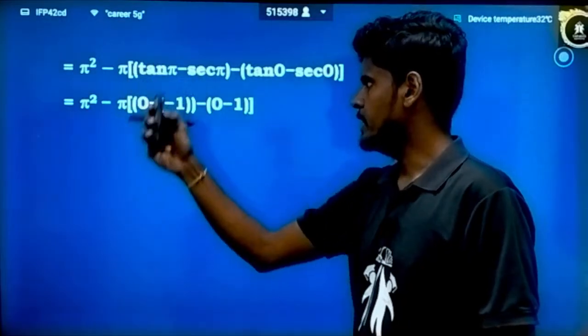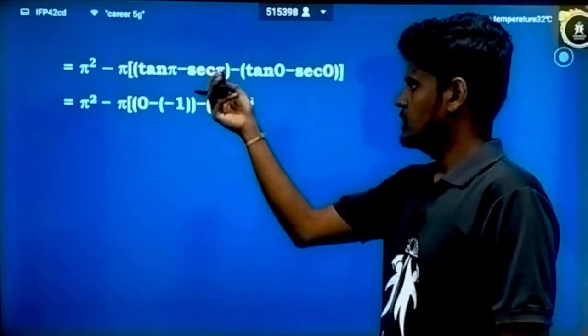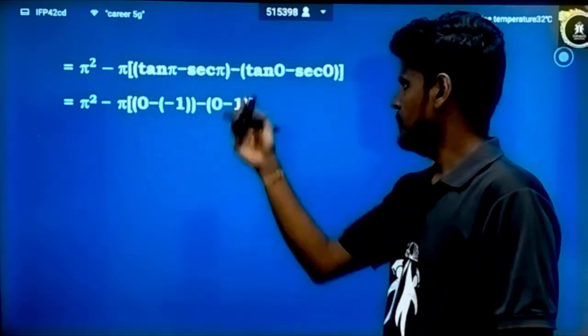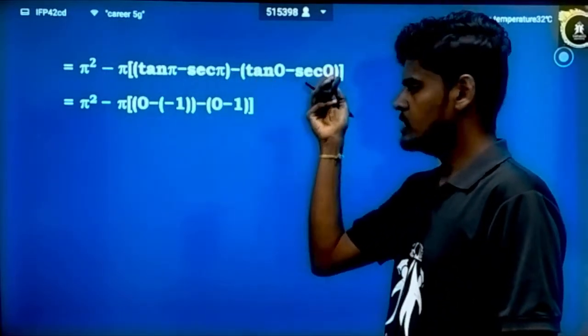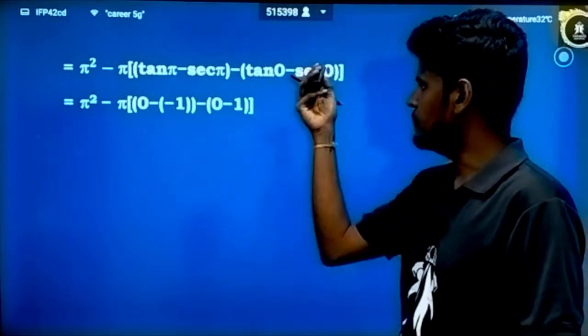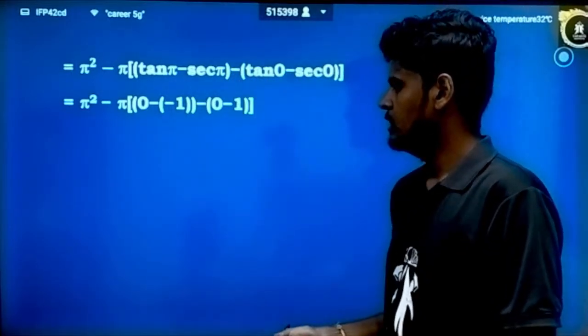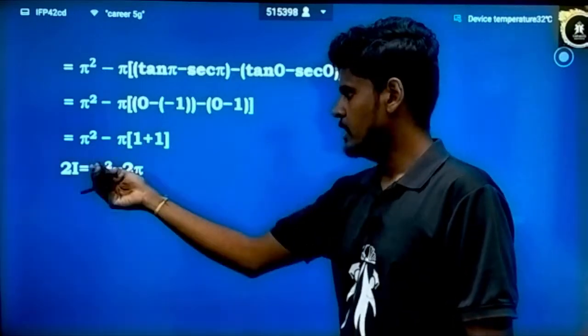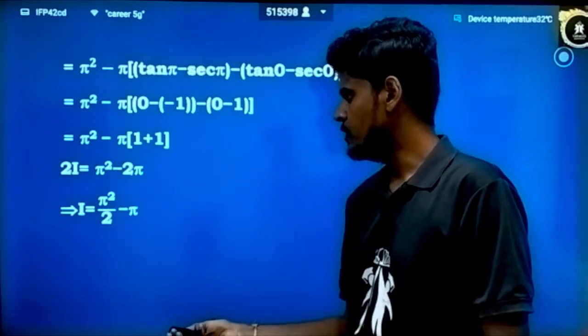Pi square minus pi into tan pi, which is 0. Secant pi: cos pi is minus 1, so secant pi is also minus 1. Minus, again tan 0, secant 0. Tan 0 is 0, secant 0 is 1. Minus into minus will become plus. So the final answer is pi square minus 2 pi divided by 2. That is the value of I.